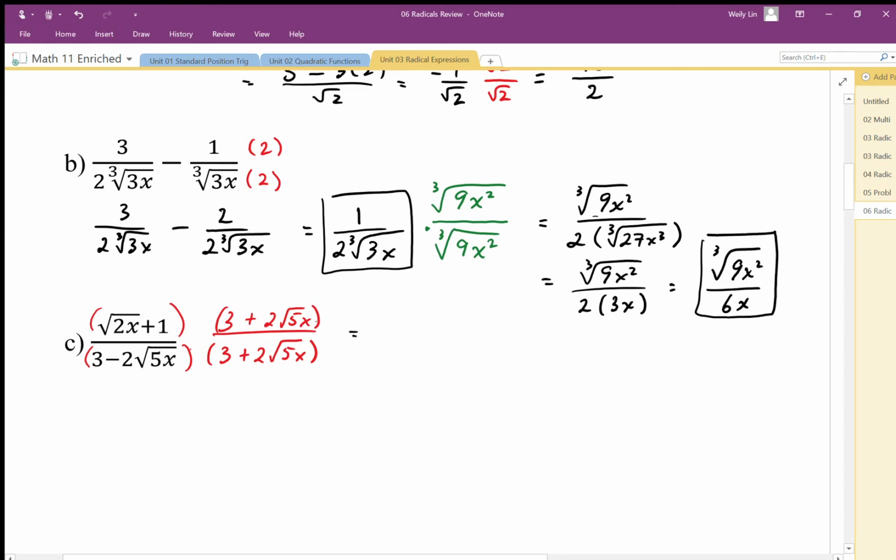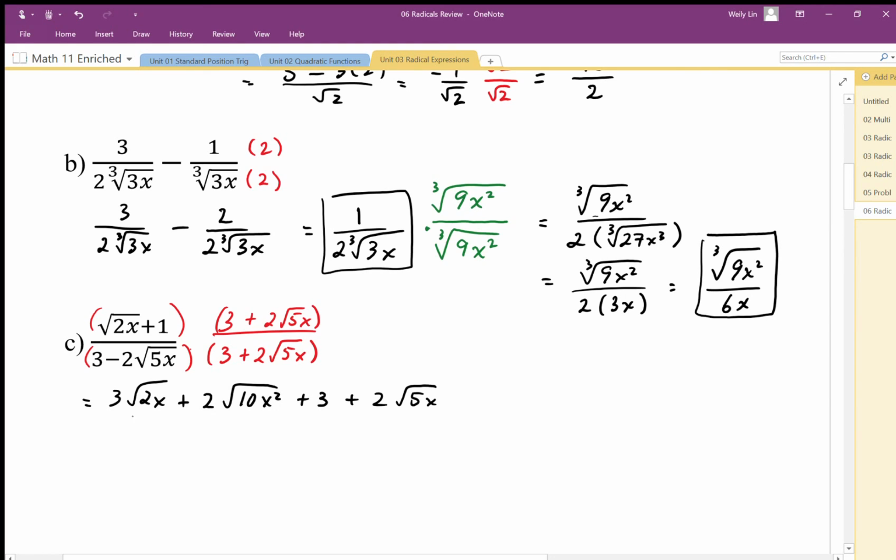Okay, so we're going to end up with, I'll do the numerator first. We're going to end up with 3 root 2x plus 2 root 10x squared. Actually, I'm going to do this on a separate line so it looks a little bit neater. So again, 3 root 2x plus 2 root 10x squared. Inside is 1 times 3. Last is going to be 1 times 2 root 5x.